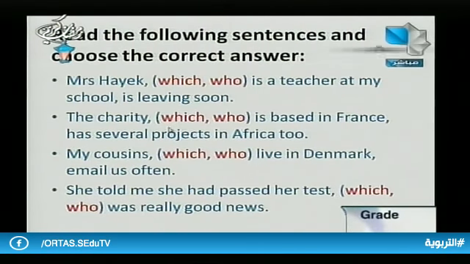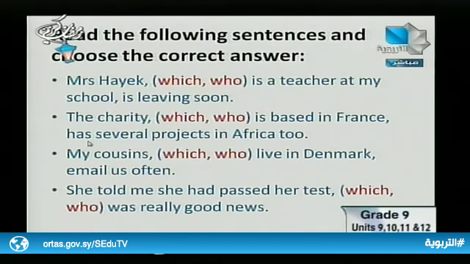Okay. Number 2, the charity, which or who, is based in France. Again, here we are talking about a charity, I think an institution.